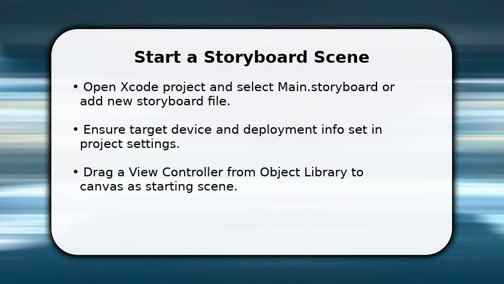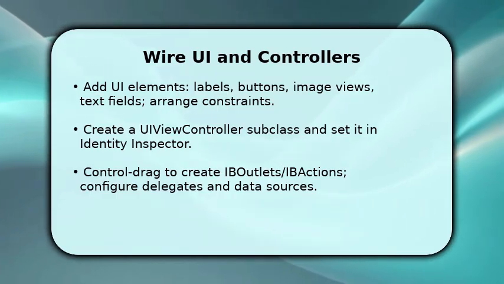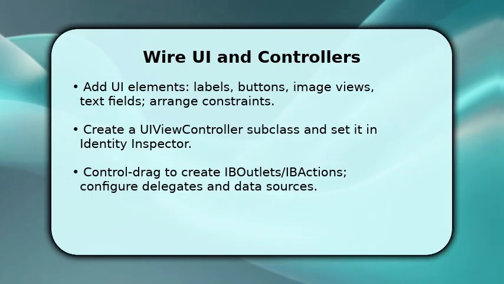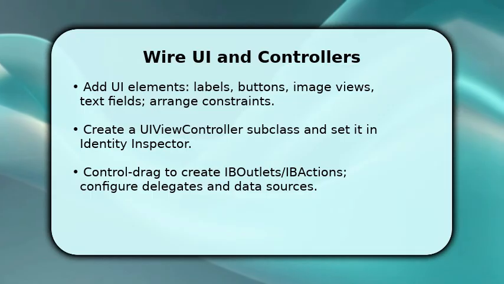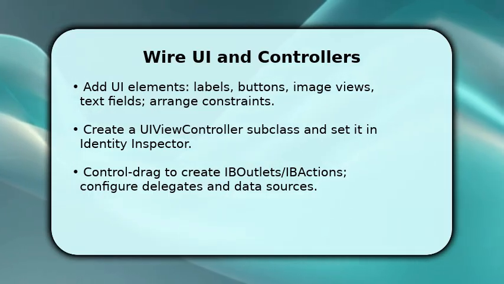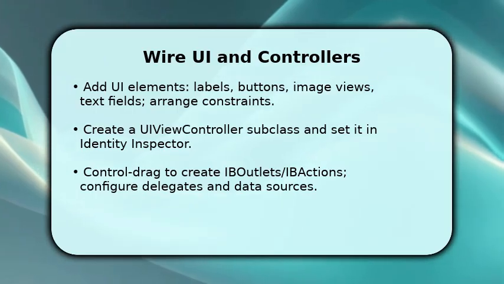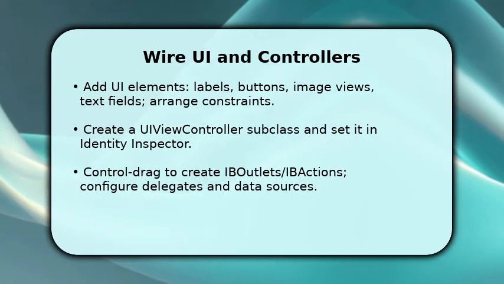Now you'll populate the scene with UI elements and make them functional. Add labels, buttons, and other views, then create auto layout constraints so the layout adapts across sizes. Next, create or select a UIViewController subclass and assign it in the Identity Inspector so code and storyboard connect. Control-drag from UI elements to your class to create IBOutlets and IBActions. Set delegates or data sources for table views.